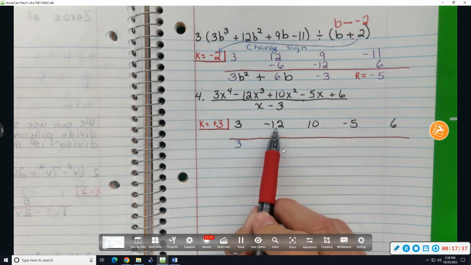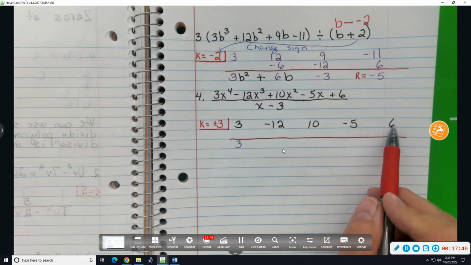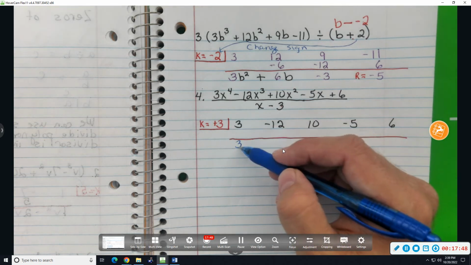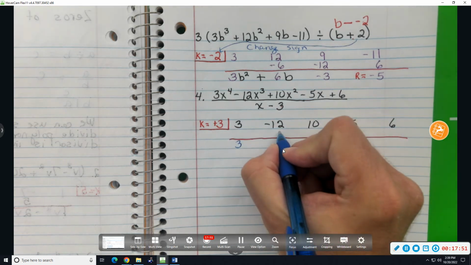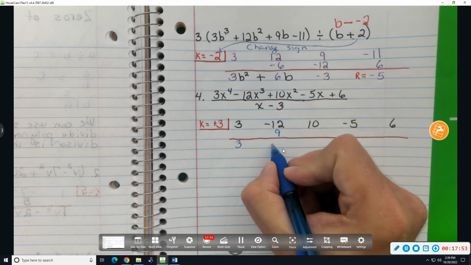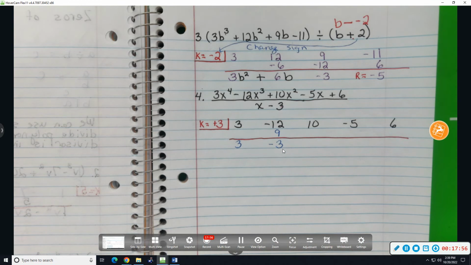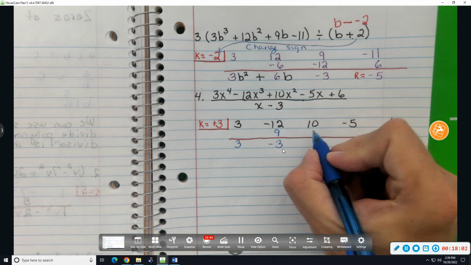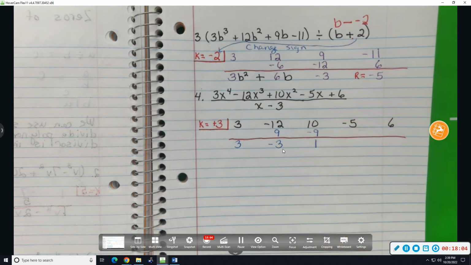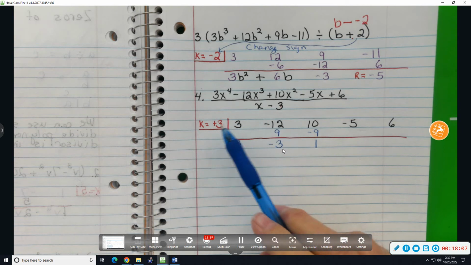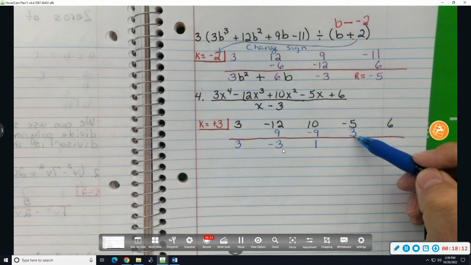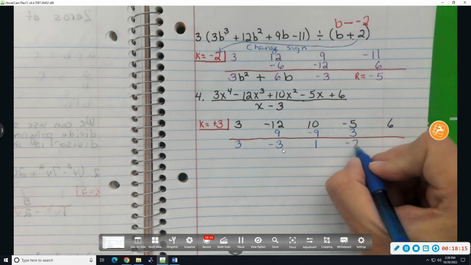You write down the coefficients, and you start off by carrying the first number down, carrying down the 3. 3 times 3 is 9, negative 12 plus 9, negative 3. Negative 3 times 3 is negative 9, 10 minus 9 is 1. 1 times 3 is 3. Negative 5 plus 3, negative 2.